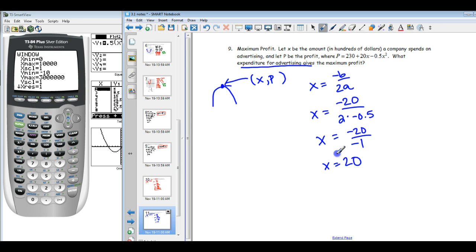Now be careful because it's actually 20 in hundreds of dollars. So $2,000 is the amount that the company spends on advertising.